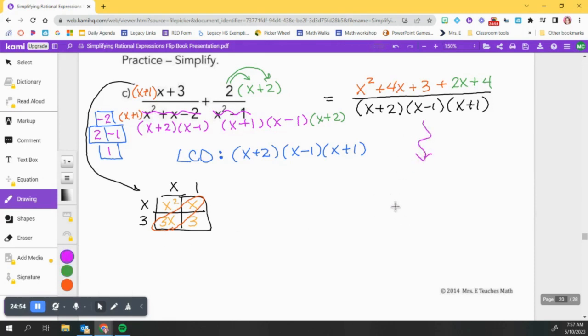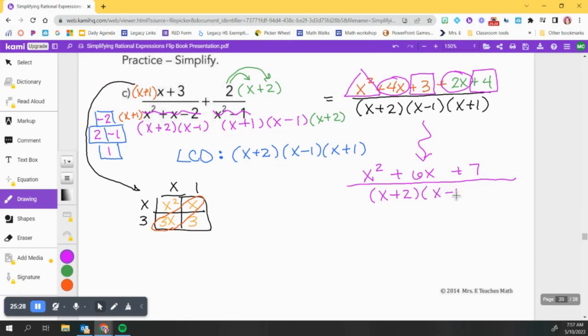Last piece on this one is just to add our common terms together. So x squared does not have any common terms, so we're just going to write down x squared. It's not common with anybody, so I'm going to make it a triangle. We have a 4x and a 2x, which gives me plus 6x. And then we have a 3 and a 4, which gives me 7. The denominator is x plus 2, x minus 1, and x plus 1.